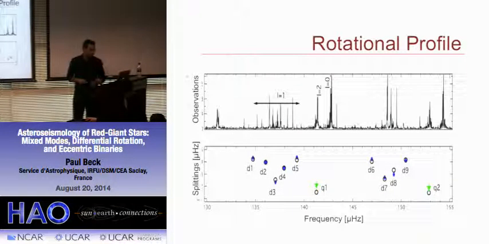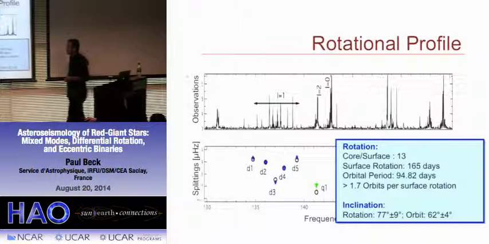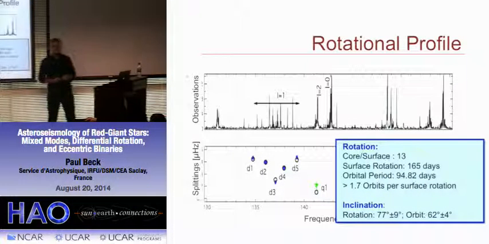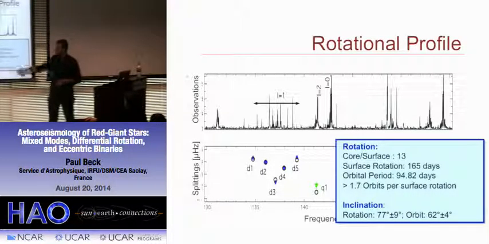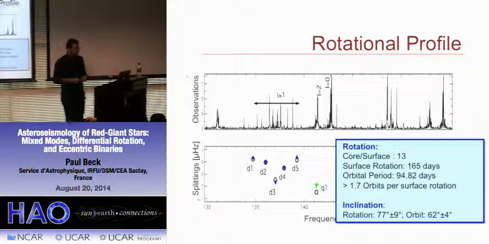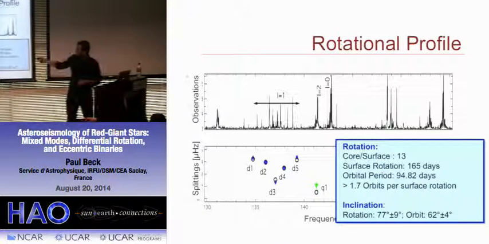What does it tell us about the system? We can get the surface rotation, which is about 165 days, and we can compare it to the orbital period, which is 95 days. And we can exclude pseudo-synchronous rotation, which is important because this gives us some idea about the time scales. It's 1.7, which was not expected. Furthermore, this value is in agreement with the v sin i from the spectroscopy. So if you correct for inclination, which we know from the shape of the splittings, we get roughly the same value.